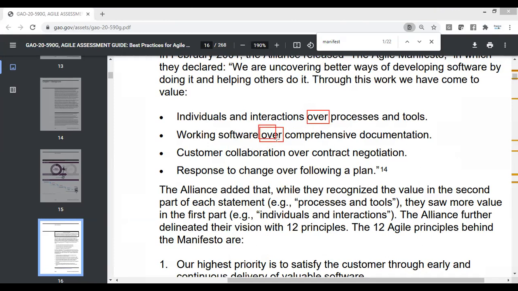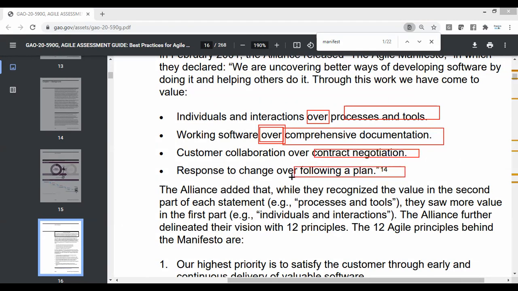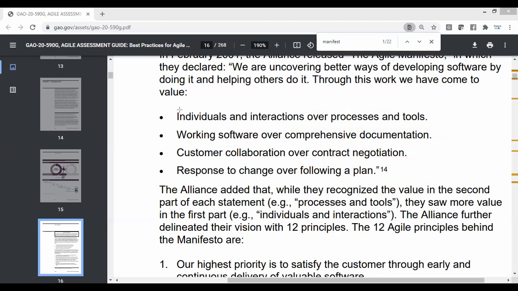This is to call your attention to the fact that the stuff on the right, the processes and tools, the comprehensive documentation, contract negotiation, following a plan, they all have their place. However, in the world of Agile, this gives more value. And it's all about people. If you take a look at these values, you'll also find these are in direct reference to people, individuals and interactions, customer collaboration. And why do we want to deliver working software or working product anyway? And why do we want to respond to change? It's all about humans. It's all about people. So that is extremely important as we cover this world of Agile.